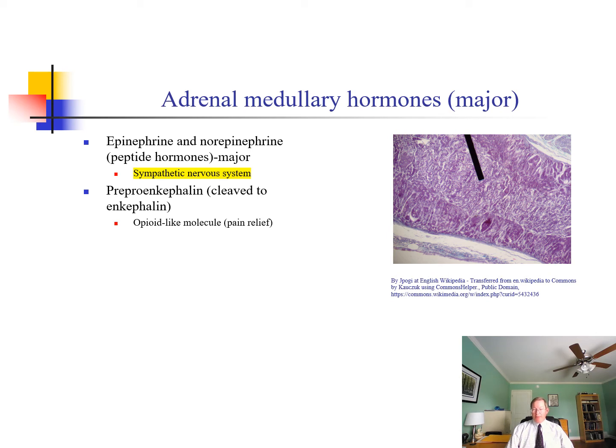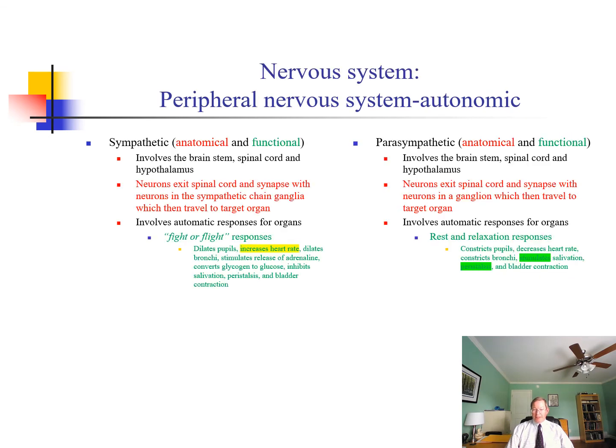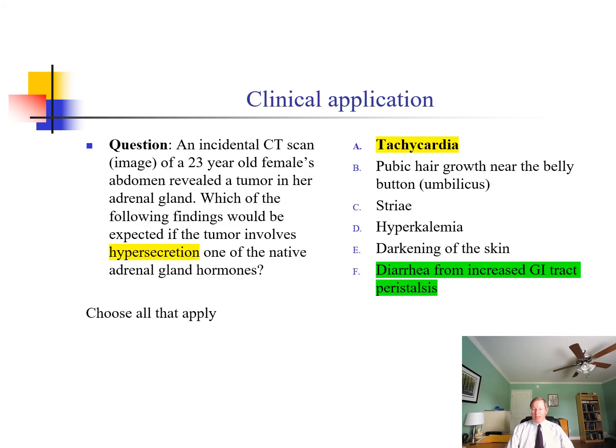Well, epinephrine and norepinephrine will stimulate the sympathetic nervous system. And so if the sympathetic nervous system is stimulated, I can increase the heart rate. If the parasympathetic nervous system is activated, then I can stimulate peristalsis. And those are the two answers that you see. The correct one, hypersecretion of epinephrine leading to activation of the sympathetic nervous system, does lead to tachycardia, but it actually does not impact the parasympathetic nervous system. And so this hypersecretion of epinephrine or norepinephrine would not lead to increased peristalsis. It would inhibit the peristalsis.